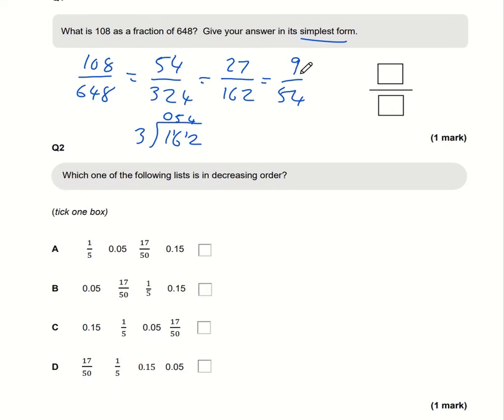Now I know that both these numbers are in the 9 times table. This question is all about times tables recognition really. 9 divided by 9 is 1, 54 divided by 9 is 6, so the answer is 1/6.